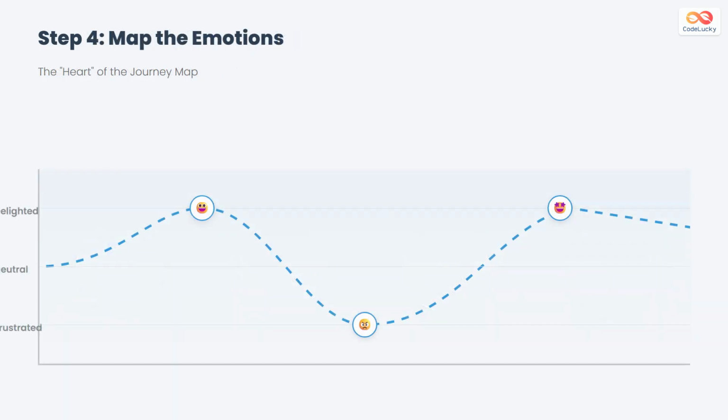Step 4 is the heart of the map, emotions. This is often a curve graph. Maybe they start out excited, but then they get frustrated during a complex checkout process. Then, perhaps they become delighted again when your product solves their problem. Visualizing these highs and lows shows you exactly where the emotional friction lies.